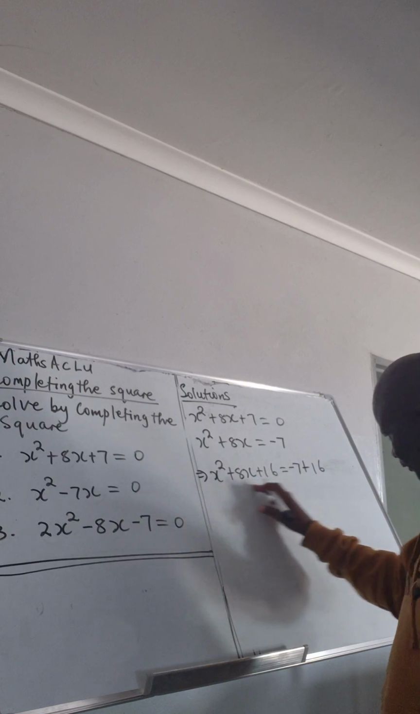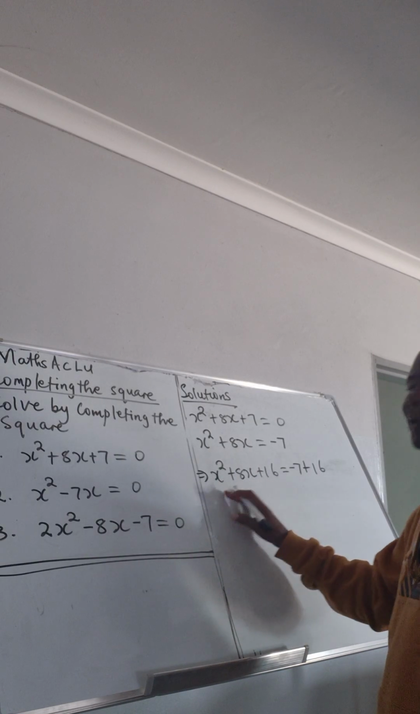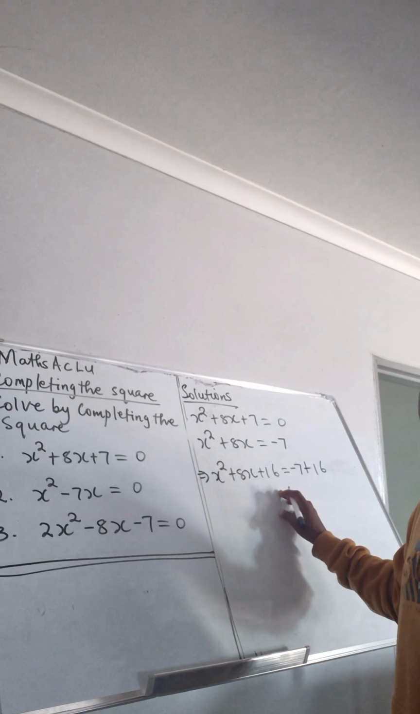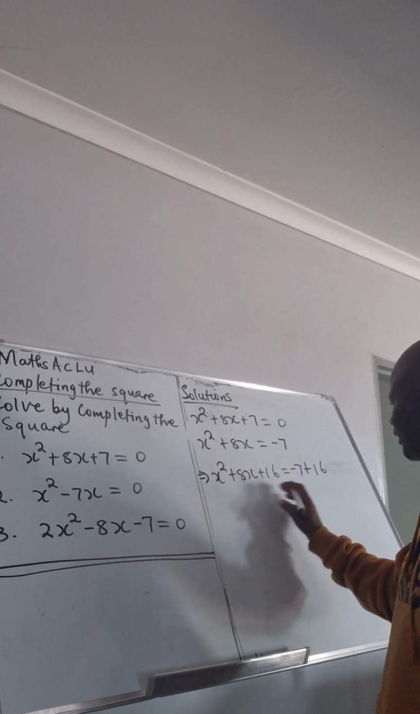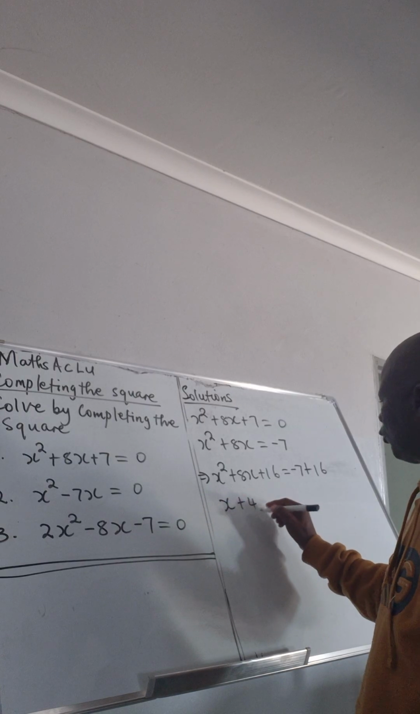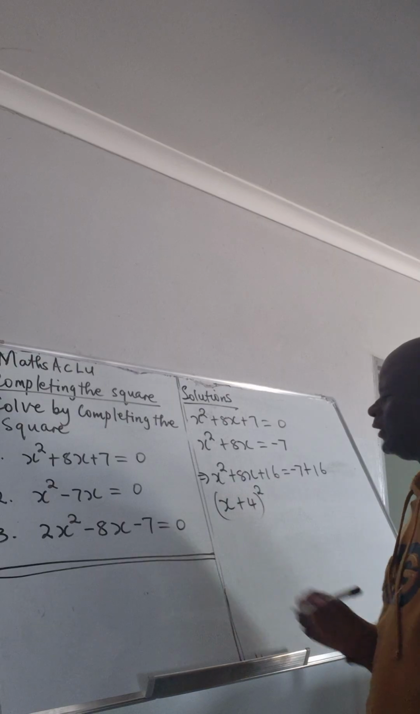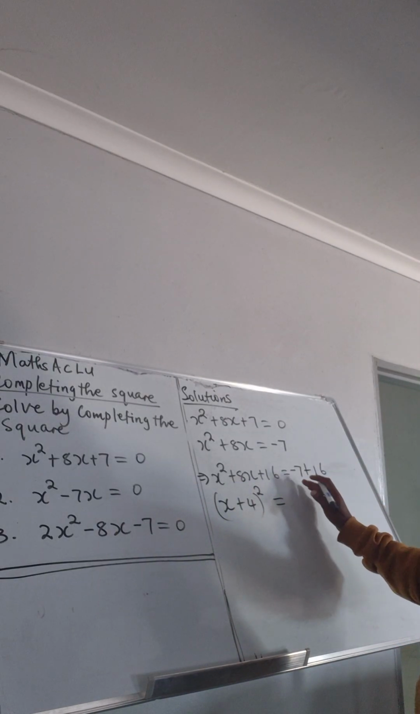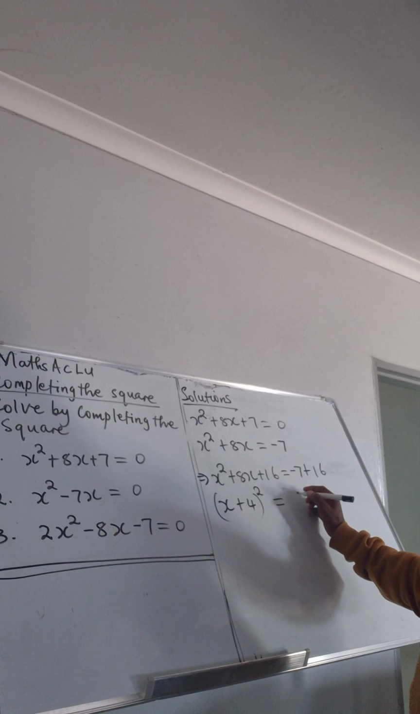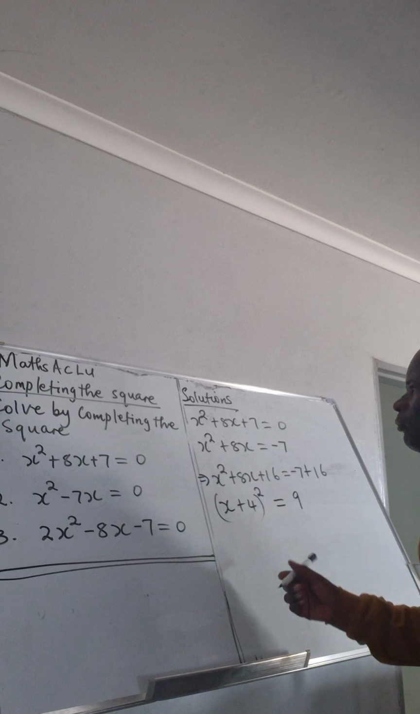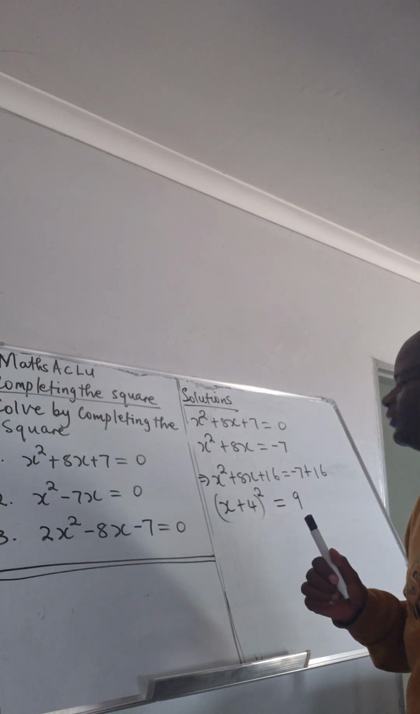So now, at this stage, this is a perfect square. From our previous lessons on factorization, this is going to be x plus 4 squared. It is now a perfect square. Equal to minus 7 plus 16, which is 9. So it takes us back to the perfect square case that we did.